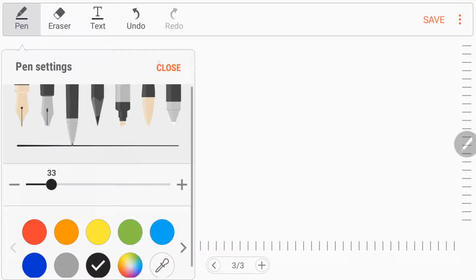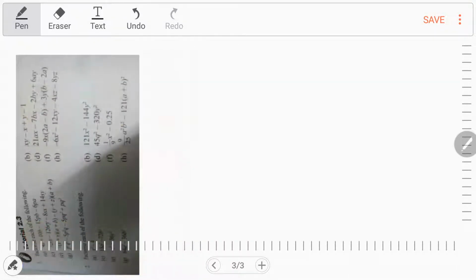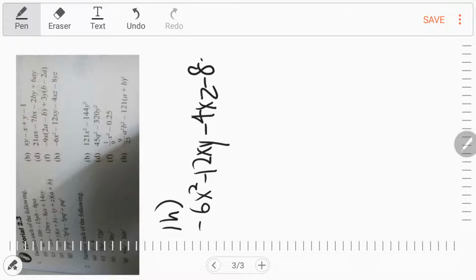Okay, hi. So I'm going to explain how to do factorization. So look at part H, right? So you have this: minus 6x squared minus 12xy minus 4xz minus 8yz. What we mean by factorization is to take out the common factors and simplify.